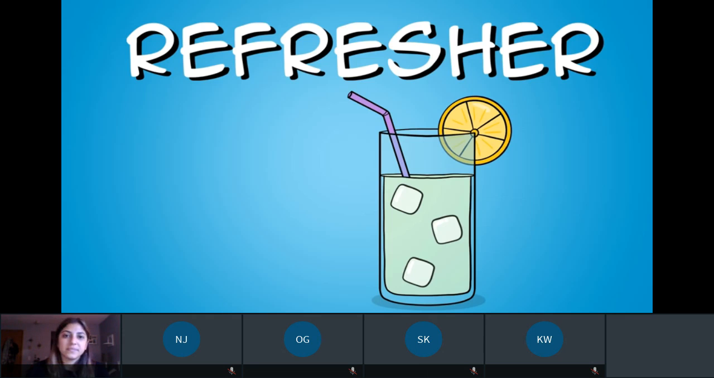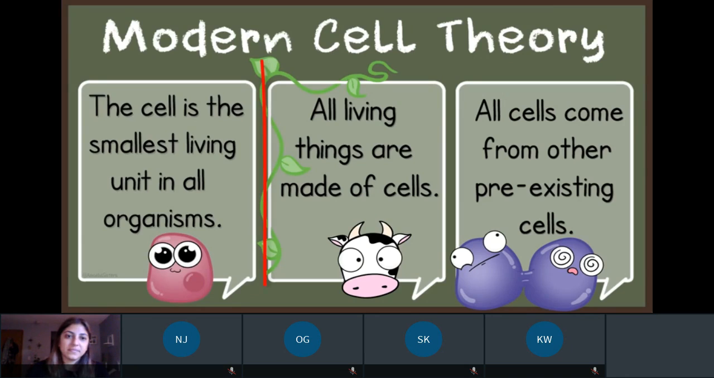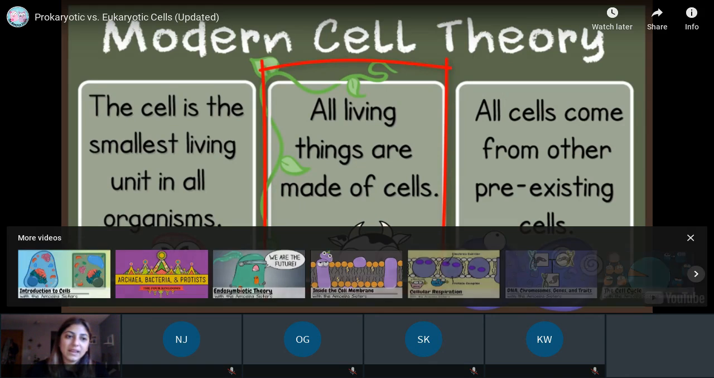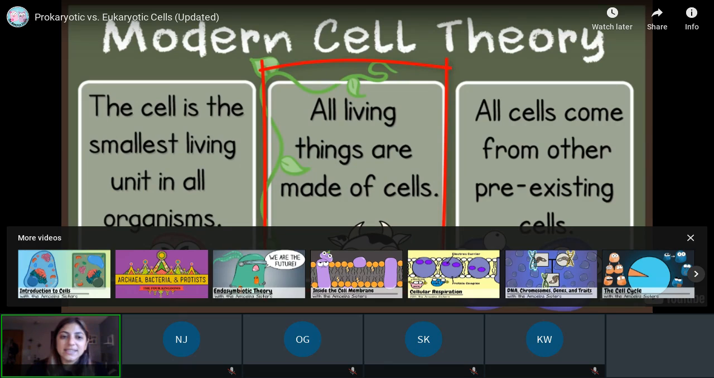First, just a refresher, recall that the modern cell theory includes a statement that all living things are made of one or more cells. I'd like to pause here because this is something that we're going to go over in the small group. This is the cell theory. If you come to small group, we're going to talk a little bit about that, but that is part of Unit 3.